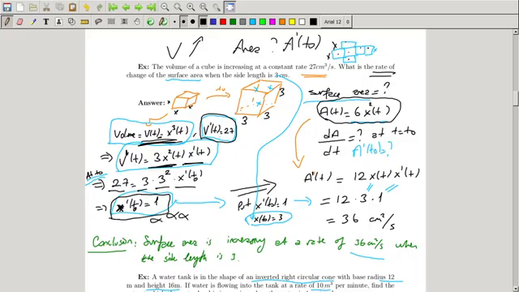Then go back to a of t equal to 6 x squared. We need a prime, so a prime of t will be 12 x of t times x prime of t. Then x of t was equal to 3, x prime of t was equal to 1. So I have 12 times 3 times 1, which is 36. So, conclusion: surface area is increasing at a rate of 36 centimeters square over second when the side length is 3.